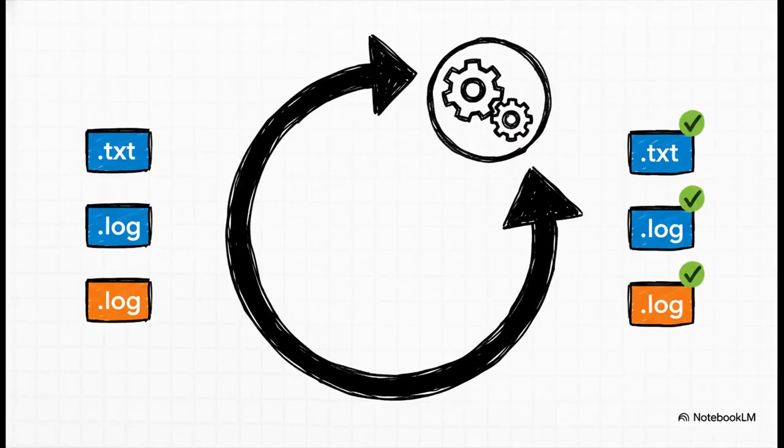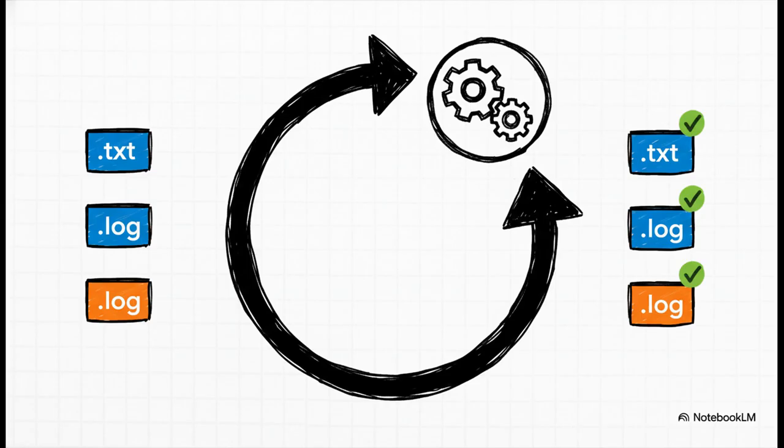This is the absolute heart of batch processing. Seriously, instead of writing a command for file 1, then file 2, then file 3, you just write one command inside a loop. Then you tell it, hey, run this on every single .txt file in this folder, or every .log file, or whatever you want.